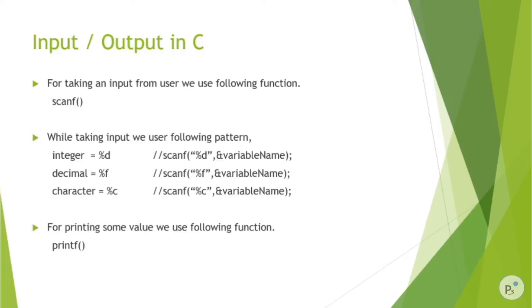Same in the case of decimal and character. If you want to get a decimal value from user, you simply put %f comma ampersand variable name. Same for character, %c. If you are taking a character value from user, %c space ampersand variable name. Okay, that's the universal syntax. You need to follow this. And for printing, meaning displaying to user, it's simple printf. So let's jump into code to understand it in a better way.